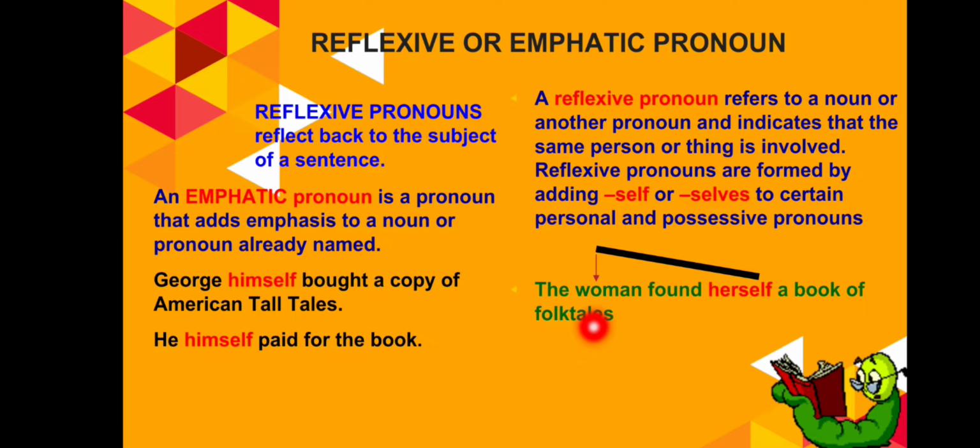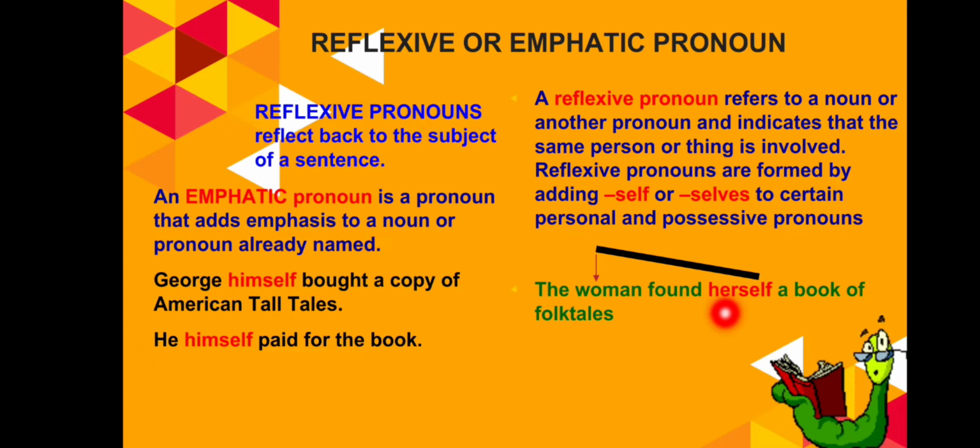Here, who is the subject? What is the subject here? Who is doing the action over here? The woman. What is the action or the verb in the sentence? Found. And what is the object in the sentence? Here, the word herself is functioning as the reflexive pronoun. And if you check, the person doing the action is also receiving the action.